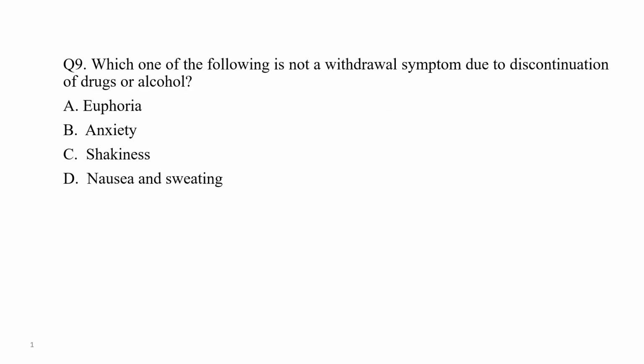Question number 9. Which one of the following is not a withdrawal symptom due to discontinuation of a drug or alcohol? If someone wants to discontinue drug or alcohol, that person feels some kind of symptoms. So out of these four, which one does not come under the withdrawal symptom category? Is it euphoria, anxiety, shakiness, nausea, or sweating?